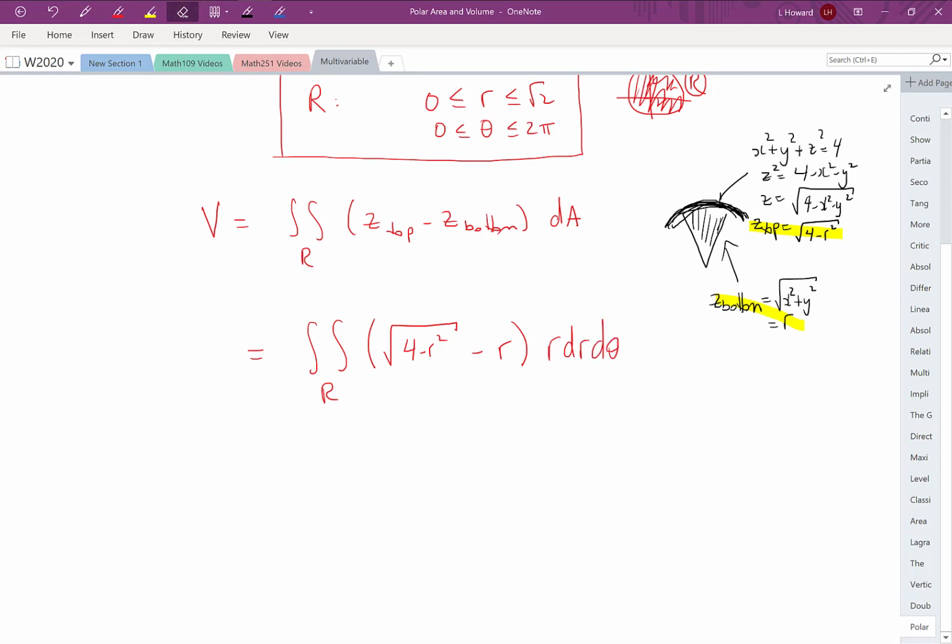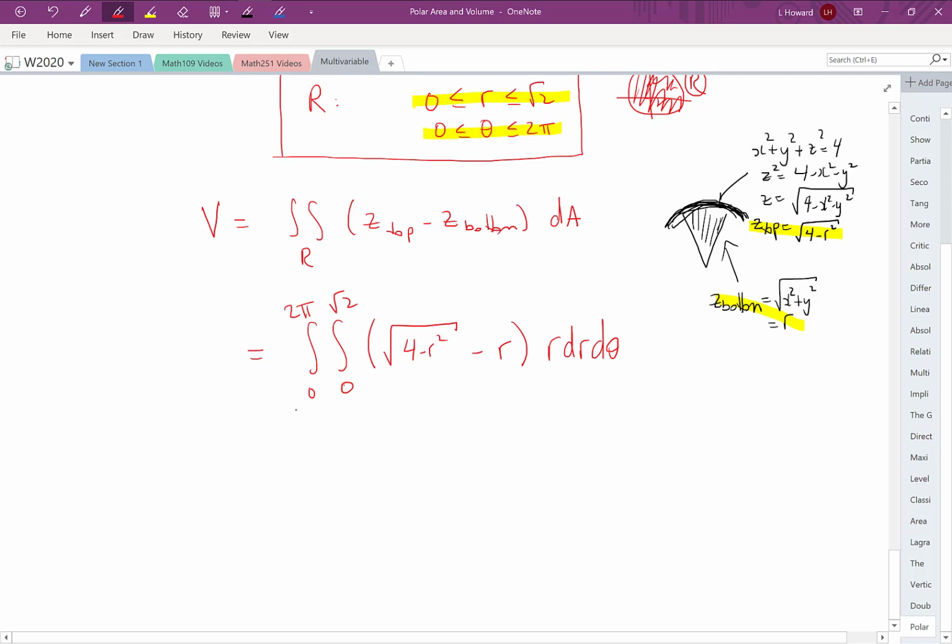At the same time, we could put our limits of integration on here. Those are coming from our region R, which we've got described up at the top of the screen. So our radius values are going from 0 to root 2. Those are going to go on the inside integral, and then theta values going on the outside integral. Those are 0 to 2 pi.